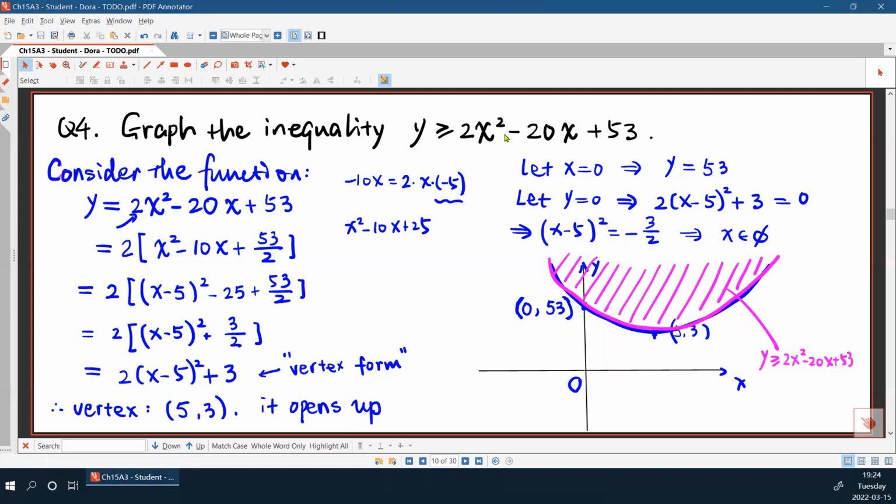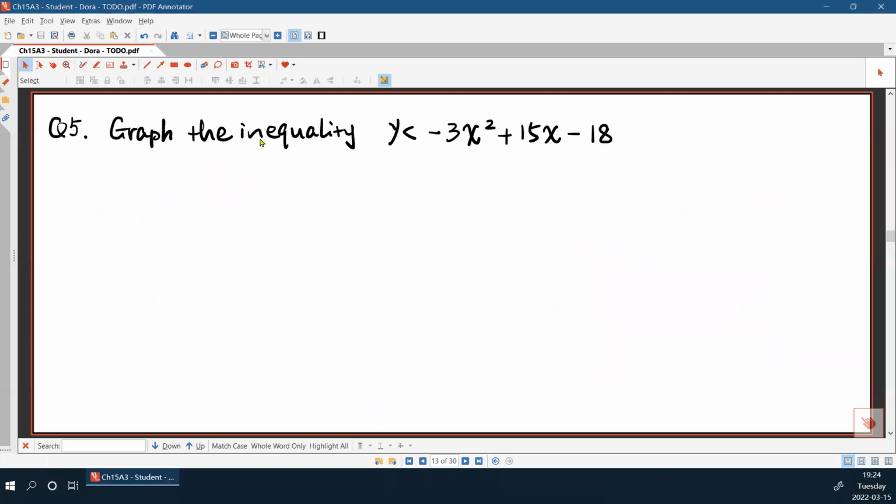Okay, then let's have a look at the solution to question 5. Again, the task is to graph the inequality y is less than negative 3x squared plus 5x minus 18. Note that this time we don't have any equality symbol, right? So probably we should not include a boundary. Okay, so first of all, let's consider the corresponding function.